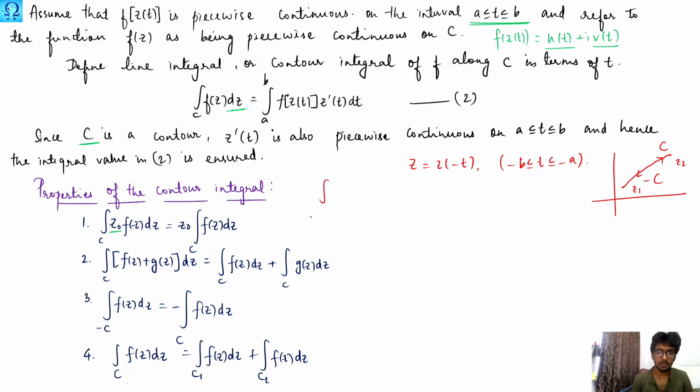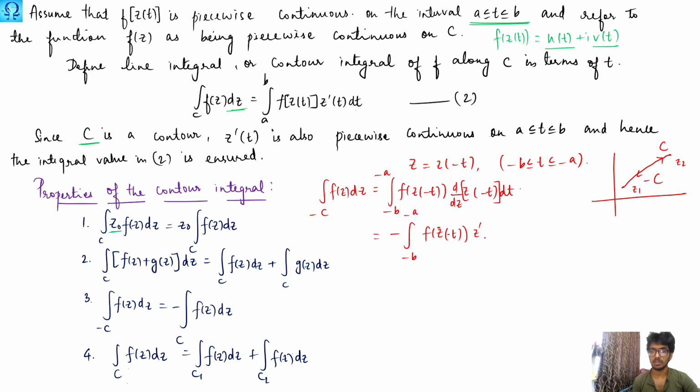So here we are about to do the integral over minus c of f of z dz. This is minus the integral from b to a of f of z of minus t multiplied with z prime of minus t dt. Here you are differentiating this with respect to t, so you will have to make use of the chain rule. So this becomes z prime of minus t, and you will have minus 1, which comes outside, and then dt here.